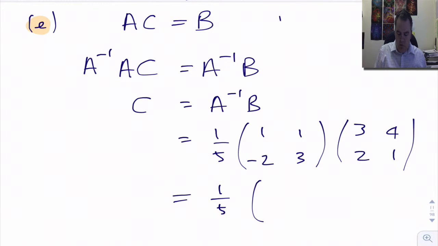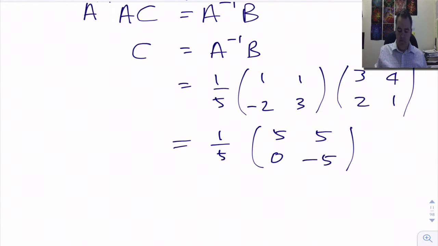So let's just recall how to do that. Take the first row, turn it on its side, move it across. So we get 3 plus 2. Do that again for the 4 plus 1, gives us 5 on the top. Then take the bottom row, turn it on its side and move it across. So we've got negative 2 times 3 plus 3 times 2, so that is 0. Same thing, negative 2 times 4 plus 3 times 1, so negative 8 plus 3 is negative 5. So we end up with 1, 1, 0, negative 1. That's the matrix C.